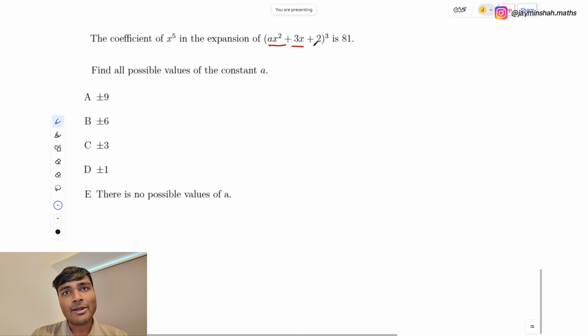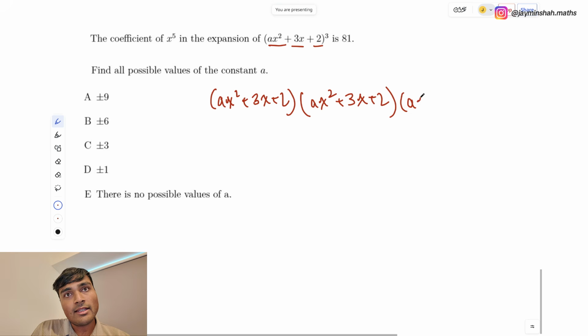The thing about this question is you've got 3 terms in the bracket, then cubed. Obviously in A level, we see 2 terms and then cubed or raised to the 4 or whatever. Essentially we need to know how to deal with this, and if you don't, let me explain why. Let's just write this out really inefficiently, writing out each of the 3 brackets next to each other, like so.